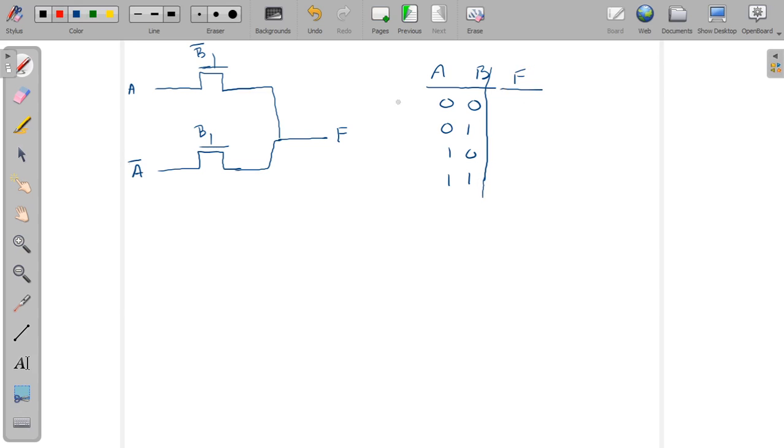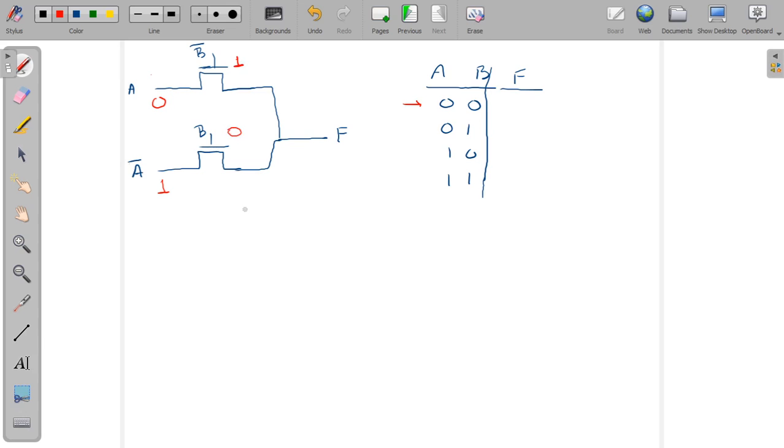So let's start with the first condition. When A is 0 and B is 0, right? So A is 0, so A bar becomes 1. Sorry, this will become a 1 here. And B is also 0, so this is 0, and B bar will become 1.